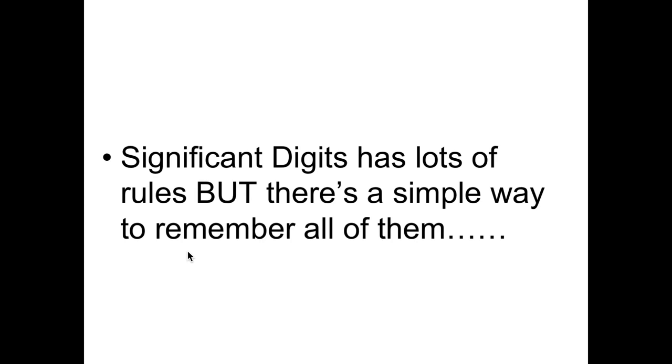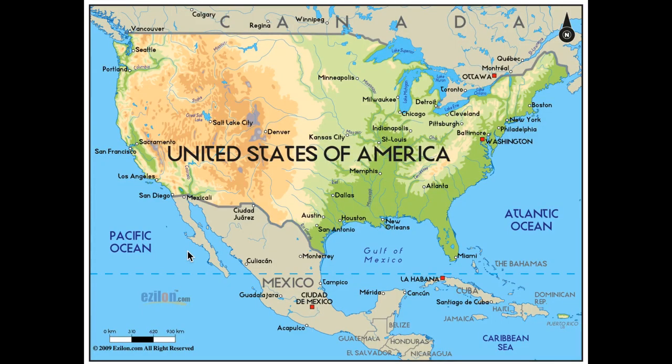Now, if you open most textbooks, significant digits has lots of rules. Most books list somewhere between 8 to 10, but there's a simple way to remember all of them. All you have to do is just know a map of the United States. So there's two things to focus on when it comes to the United States.